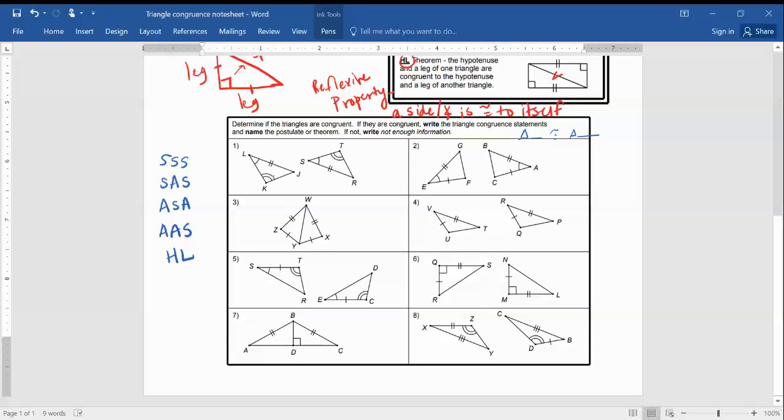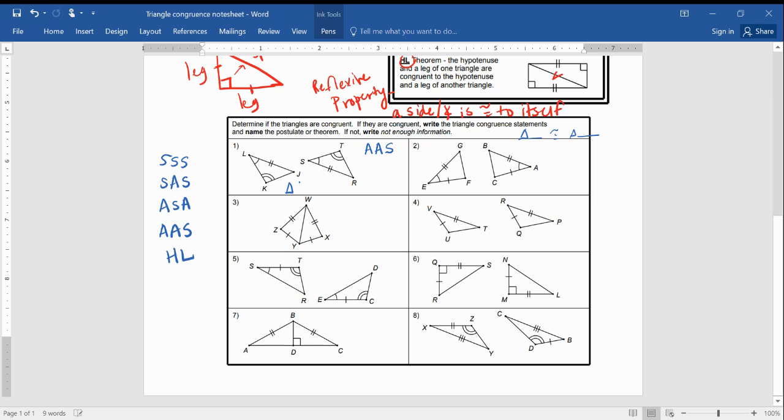Okay, so in this first example, I see two angles and a side, and it's not in between the angles. It's LJ and SR. So I know it's not side, side, side. I know it's not hypotenuse leg, because that has to be a right triangle thing. Now it could be angle, side, angle, or angle, angle, side. I know it's going to be angle, angle, side, because the side is not between the angles, it is outside. It's not in their little club.